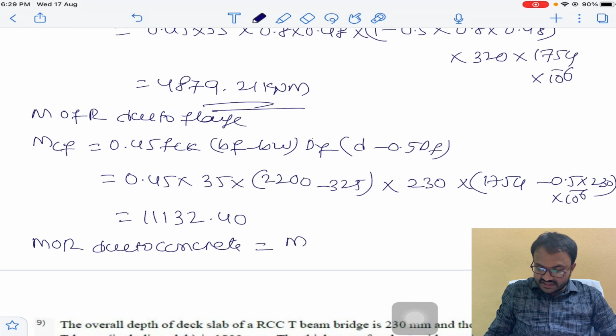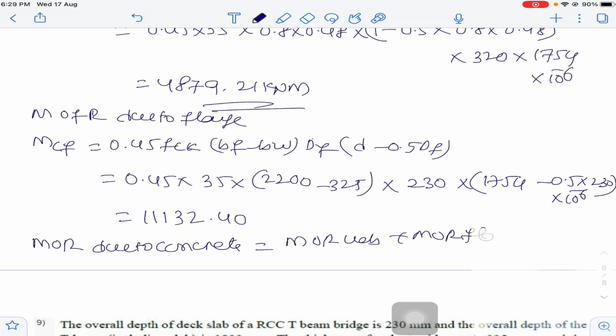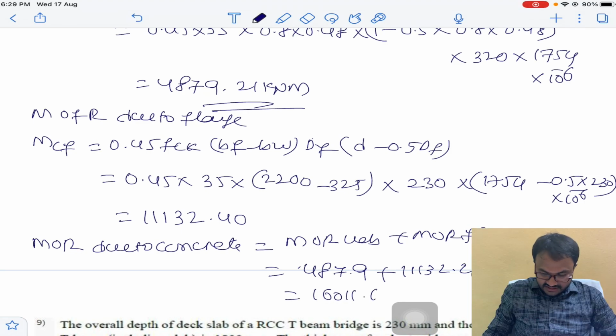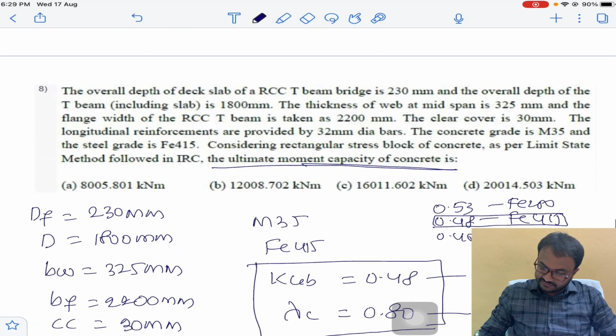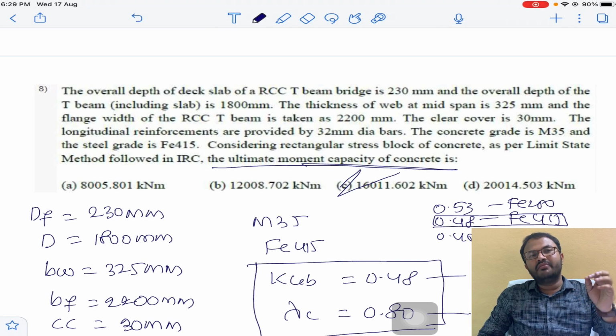So now moment of resistance due to concrete is the moment of resistance of web plus moment of resistance of flange. So you just add both the values: 4879.21 plus 11132.40. You will get 16011.60 kilonewton meter. Clear? So the answer is 16011.602 kilonewton meter. This is the total moment capacity of concrete.